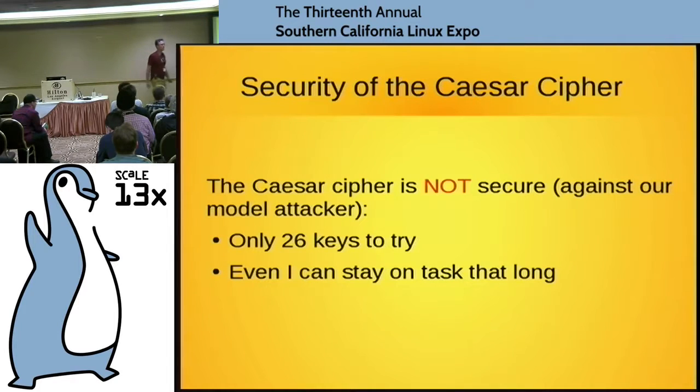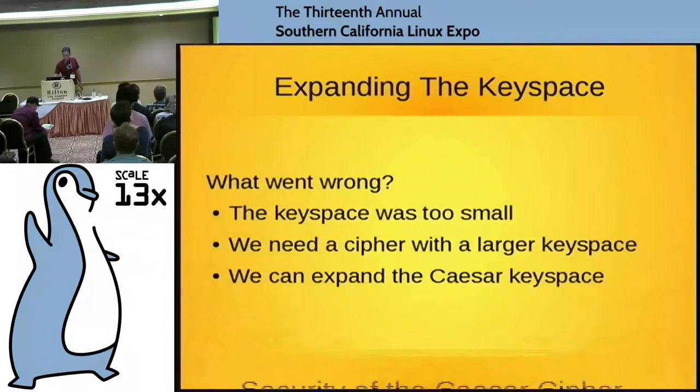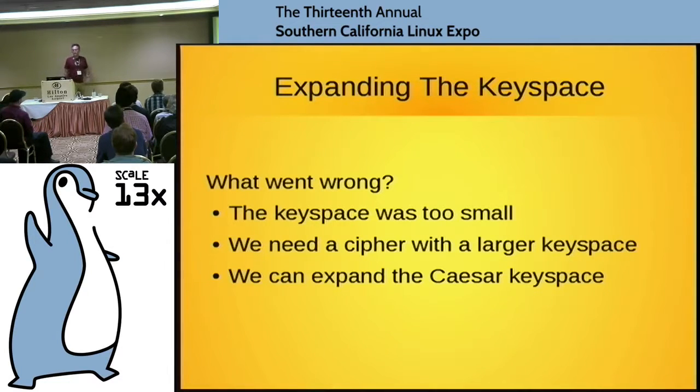It's not secure against our model attacker, and the reason is there's only 26 keys to try. Even I can stay on task long enough to go through 26 keys, right? So we know it's insecure, all right? So let's talk about what went wrong. And what went wrong is actually pretty simple. The key space was too small. You notice it doesn't matter what the algorithm was. We need a cipher with a larger key space if we want security against this attacker. This doesn't apply to any other attacker, right?